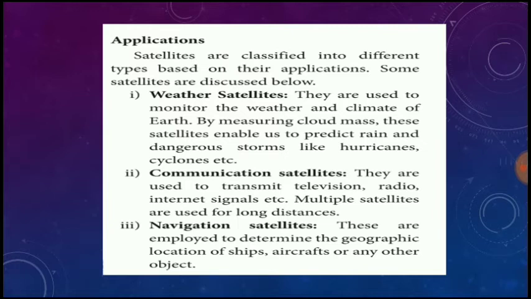Okay, and next, communication satellites. They are used to transmit television, radio, internet signals, etc. Multiple satellites are used for long distances. And next, the navigation satellites. These are employed to determine the geographic location of ships, aircraft, or any other objects. For navigation purposes, we use a number of satellites.